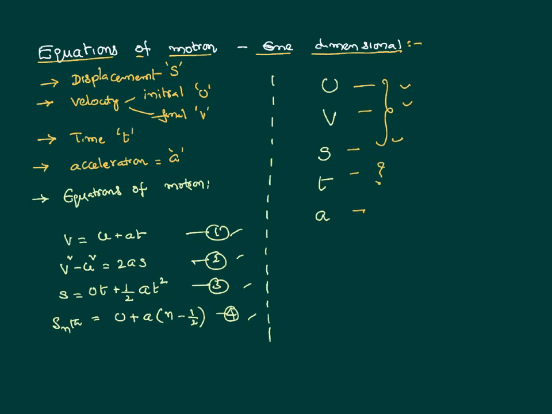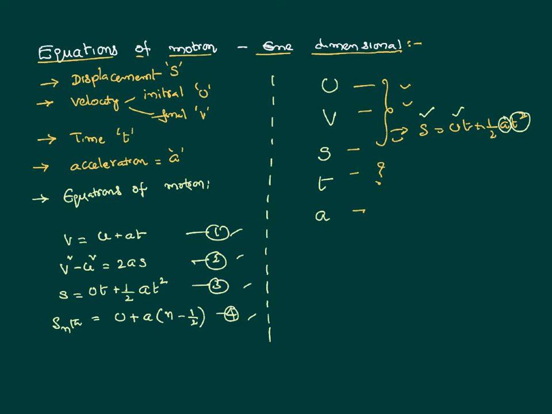Suppose, for example, v, u and s are given for you. You are asked to calculate the value of the time. Then what I can do, I can write a formula, s equal to ut plus half at square. Now, as it is told, s is given for you, u is given for you, a is not given for you, time is also not given for you.